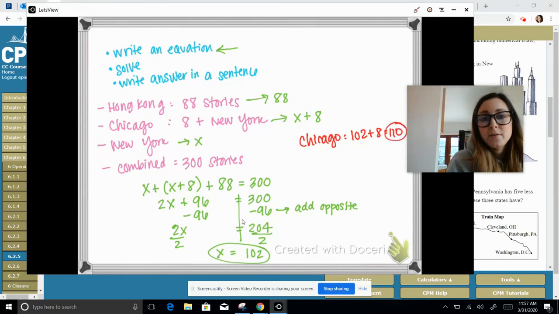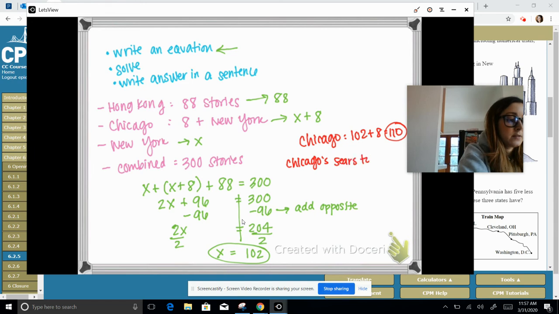Okay, and then we need to write our answer in a sentence. So Chicago's Sears Tower would have 110 stories.